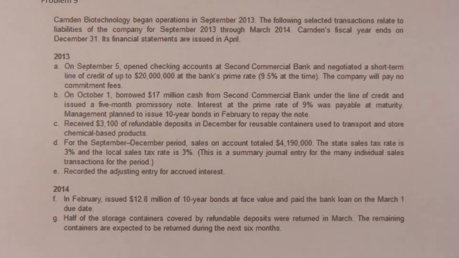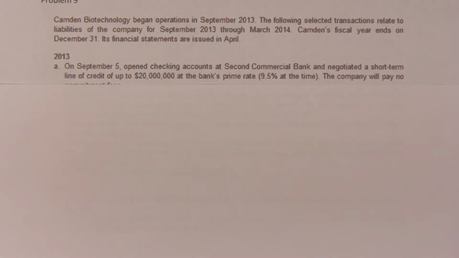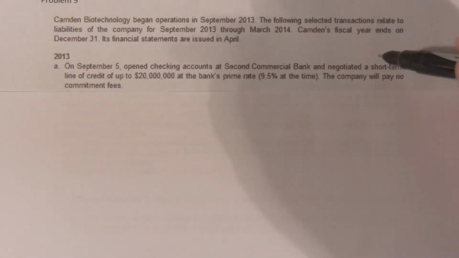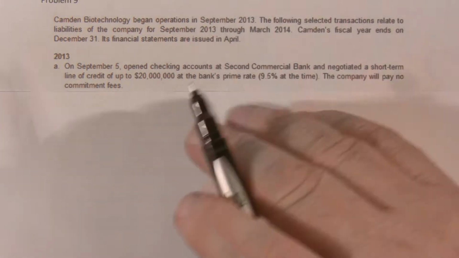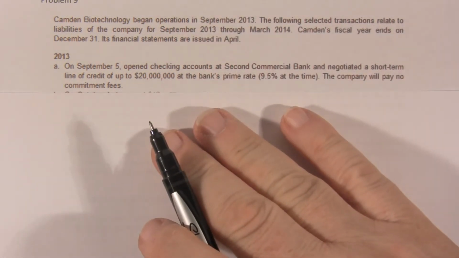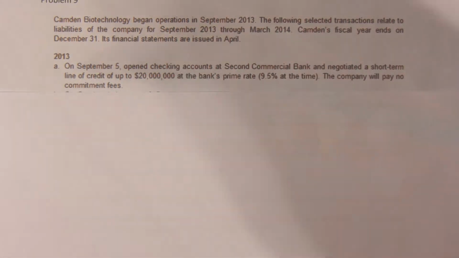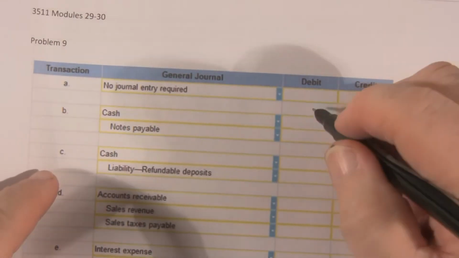Okay, bunch of journal entries. On September 5th, they opened a checking account and negotiated a short-term line of credit, and the company will pay no commitment fees. That's like getting lucky on the first date. You got the benefit, no commitment. Anyhow, no journal entry.